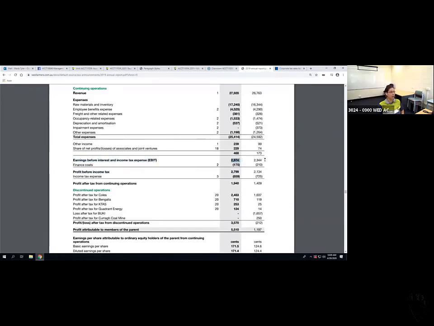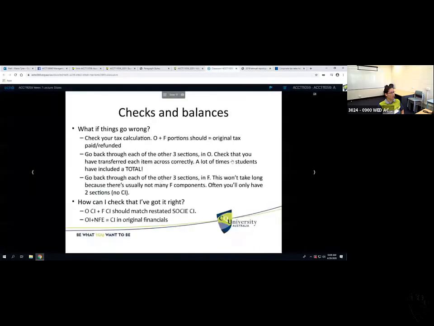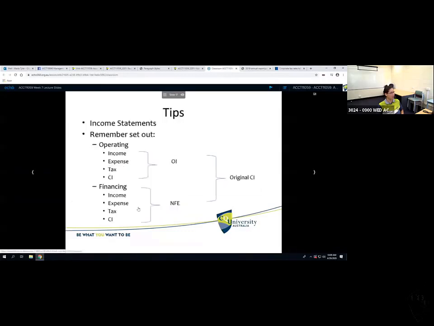So if you have to be like my Mackay student and physically write next to each one of these, this is a total, then do that. Okay, so you don't want to find that you've accidentally transferred a total across. So do that for O, then go back through each of the other 3 sections in F. Now this usually won't take as long because there's usually not many financial components. Often you'll actually only have 2 sections of financing. You'll really only have 1 line for financing income, which is the one, by the way, that you will have calculated if you couldn't find it in your company's annual reports.